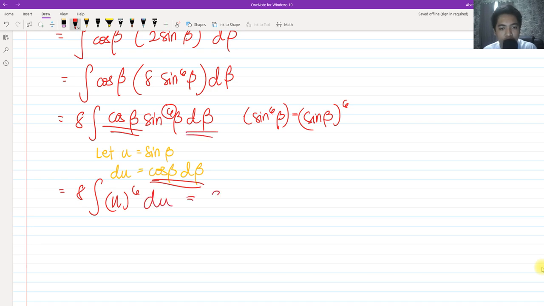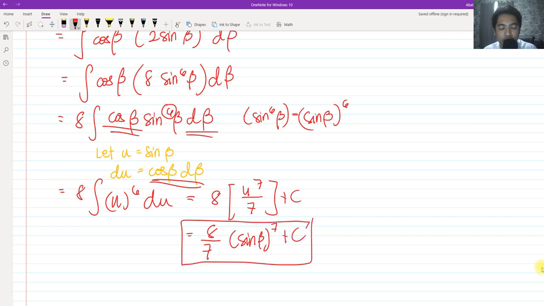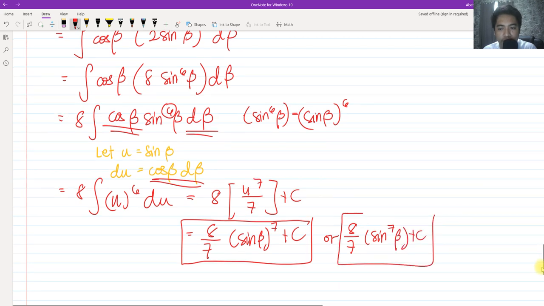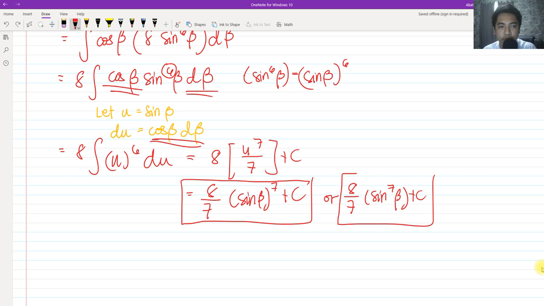So it's the power rule. We have 8, then u raised to 7 all over 7, plus c. So we have 8 all over 7, and our u is sine beta, so we have sine beta raised to 7 plus c. So going back to the original variable, it can also be expressed as 8 all over 7 sine raised to 7 beta plus c. Any of the two is acceptable.